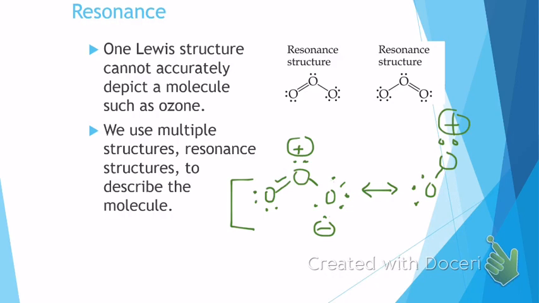Let me draw the second one. Neither one of these is 100% correct. That's why we put the brackets around it and show the double-sided arrow, because it's really a blending of the two. So what do I mean by that?